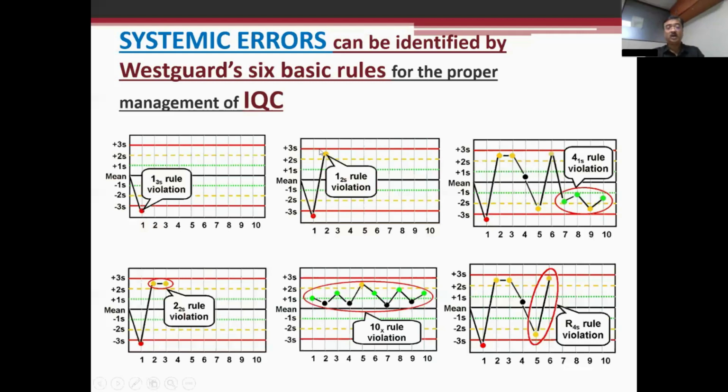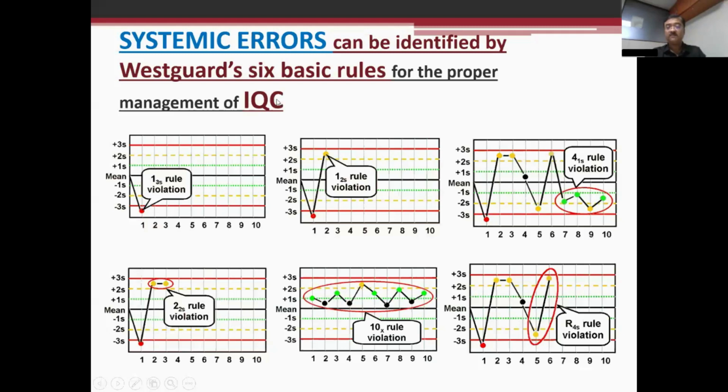For a 1-2S violation, what do we do? We only observe for the day. Do not react, and wait for the second. A 2-2S violation means that on two consecutive days, the results are outside 2 standard deviations of the controls. On the second day, we take a corrective action, and that is why it's called a 2-2S violation.